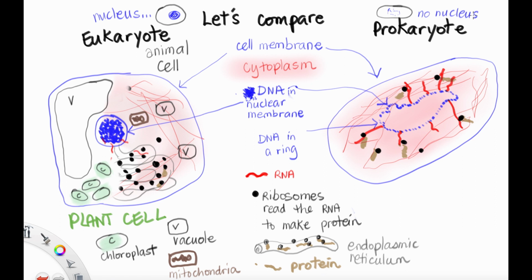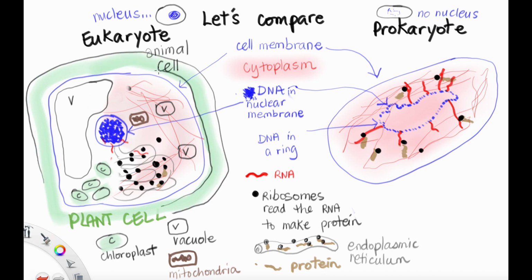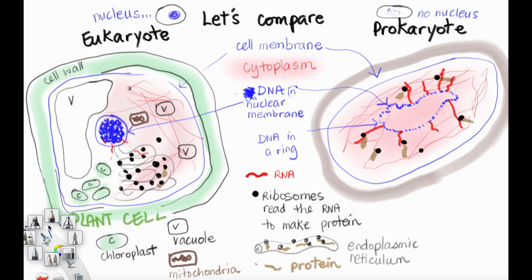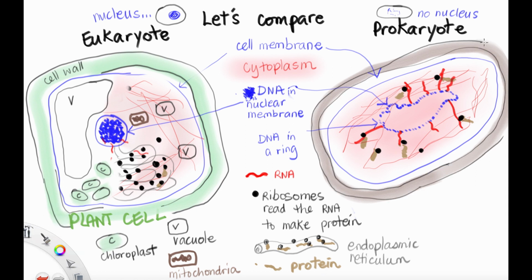And the plant cell also has a rigid cell wall. That's why plants can grow into big trees that have a lot of structure due to that cell wall. The plant cell wall is made up of cellulose. Now, all prokaryotes also have a cell wall. It's not made out of the same material as the eukaryotic cell wall. It is a peptidoglycan cell wall.